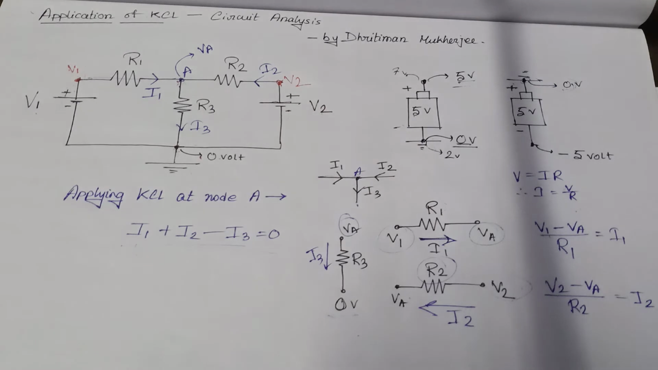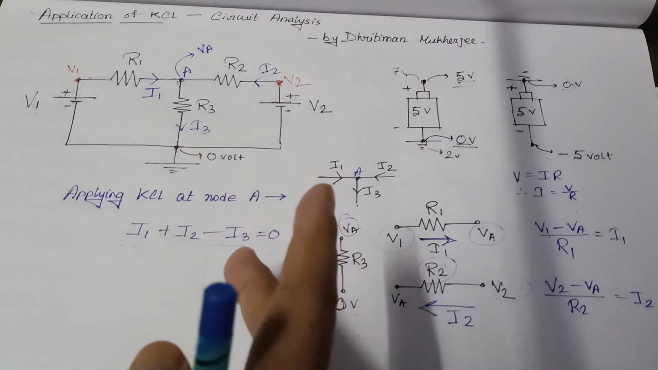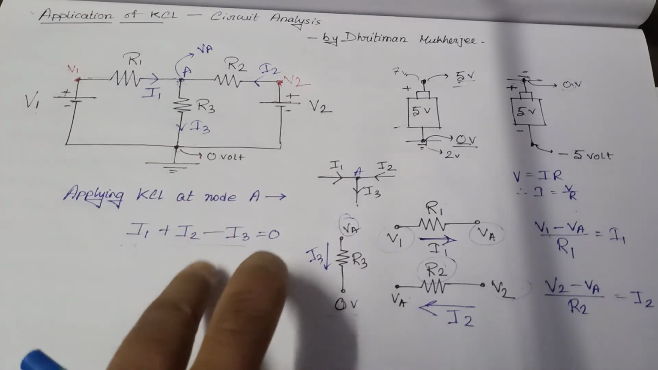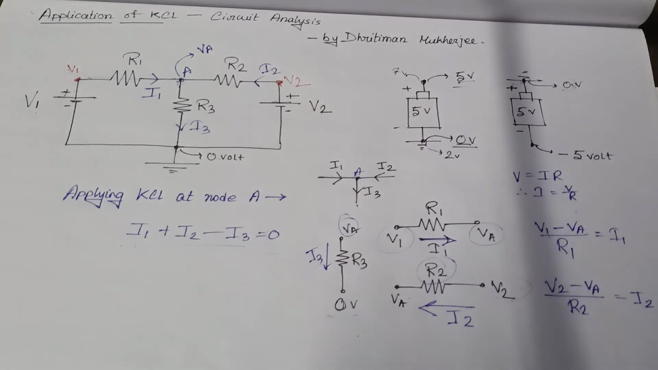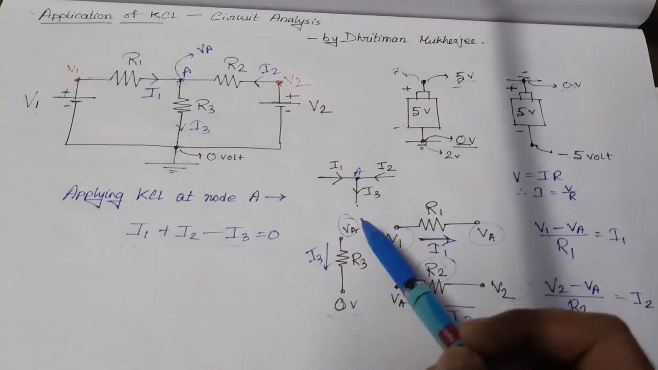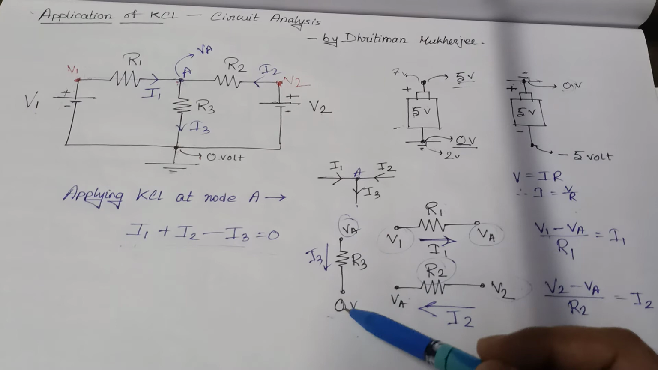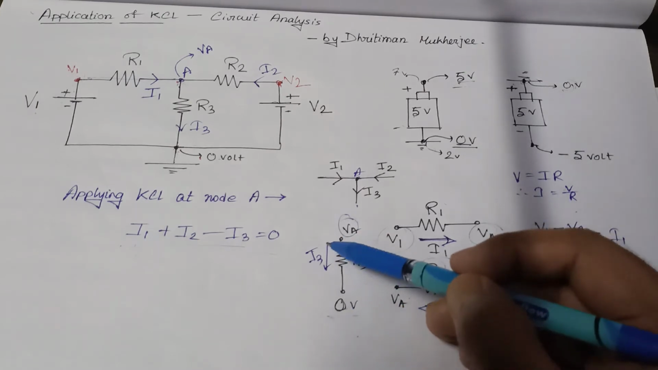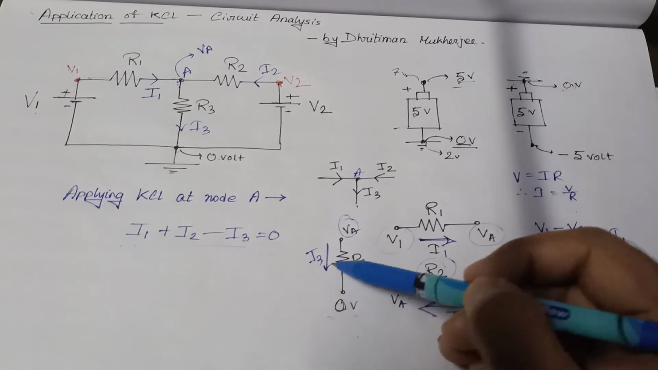So sir, what will happen if my assumed directions are wrong? Then the magnitude will be negative, and from the negative value you will understand that your assumption is wrong. So if the value is negative, then you have to flip the direction. Don't worry. So here the higher potential is VA and the lower potential is 0, because you have considered the direction of I3 from VA to 0.